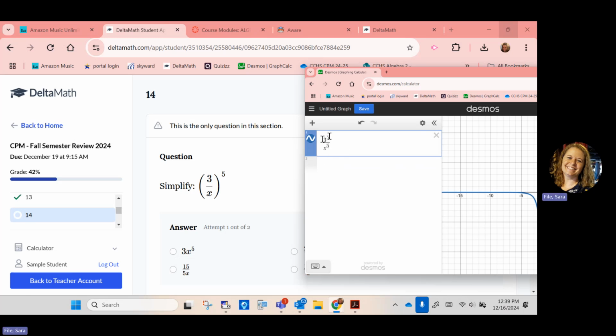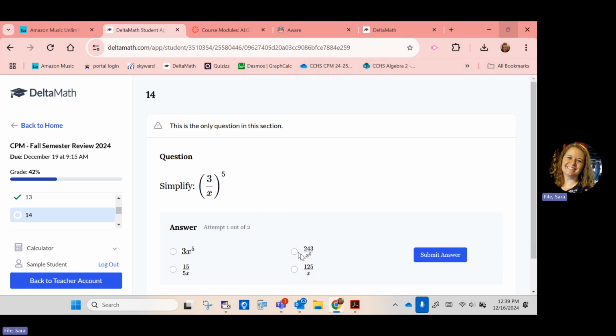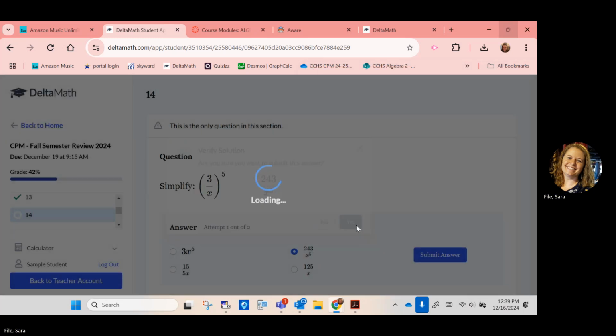Now, I can simplify 3 to the 5th power. That means 3 times itself 5 times. If you get a calculator, you can just type it in like this, or if you prefer, it's 3 times 3 times 3 times 3 times 3. You can see you get the same thing. So it should be 243 over x to the 5th.